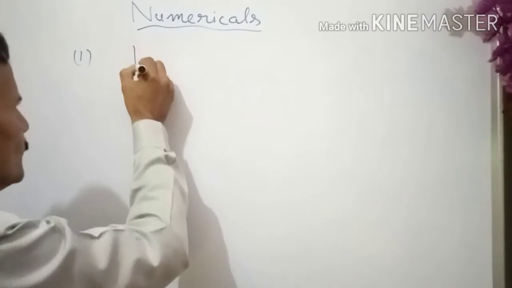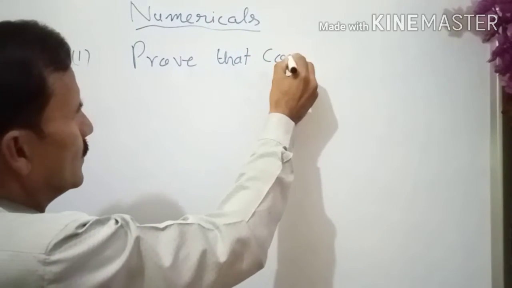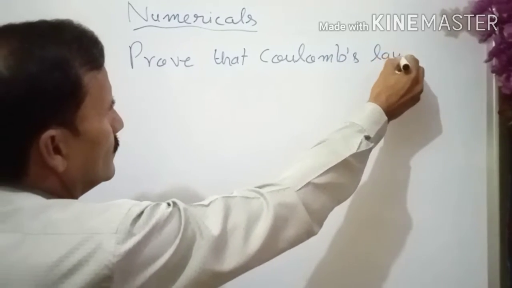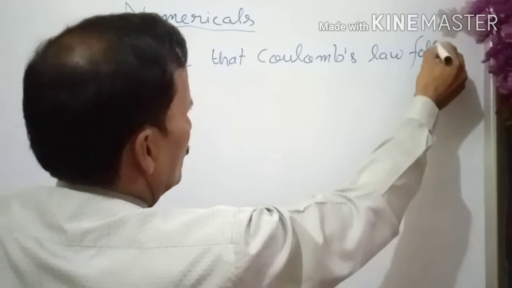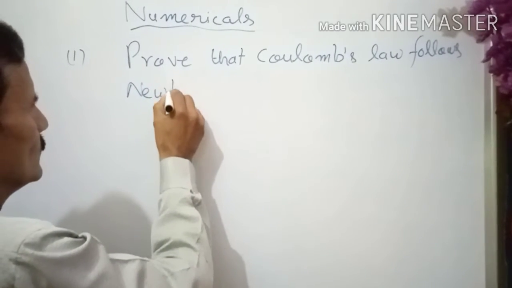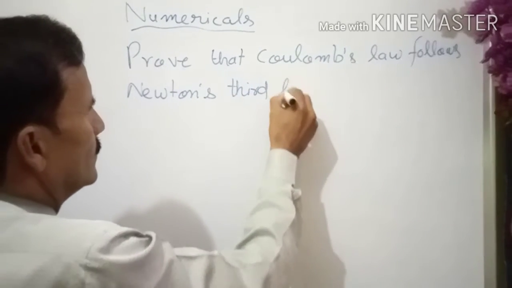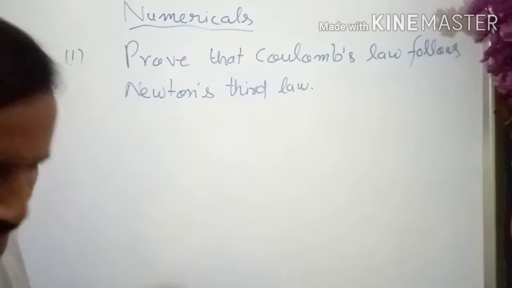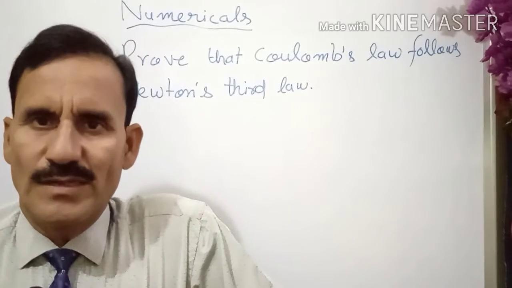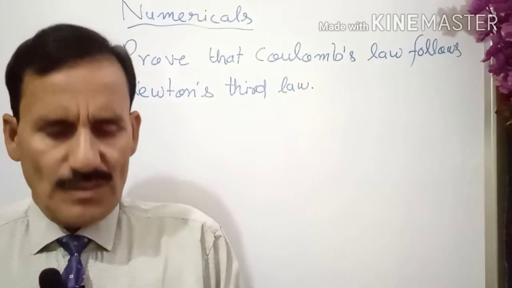Suppose you are required to prove that Coulomb's law follows Newton's third law. You know what Newton's third law is? According to that, at every action there is equal and opposite reaction. So with the help of Coulomb's law, you can derive this law.